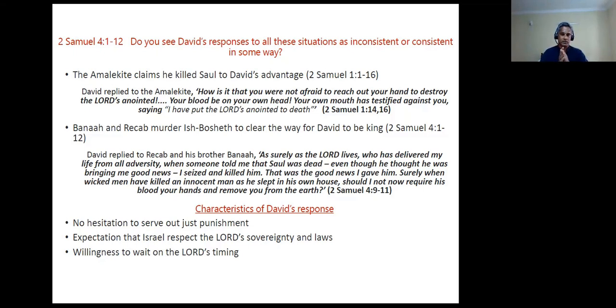In the second situation, today's situation, David tells the brothers, "As surely as the Lord lives, who has delivered my life from all adversity, when someone told me that Saul was dead, even though he was bringing me good news, he thought he was bringing me good news, I seized and killed him. That was the good news I gave him. Surely when wicked men have killed an innocent man as he slept in his house, should I not now require his blood at your hands and remove you from the earth."